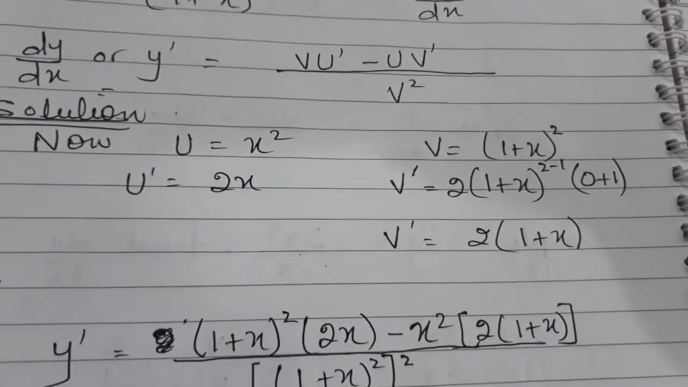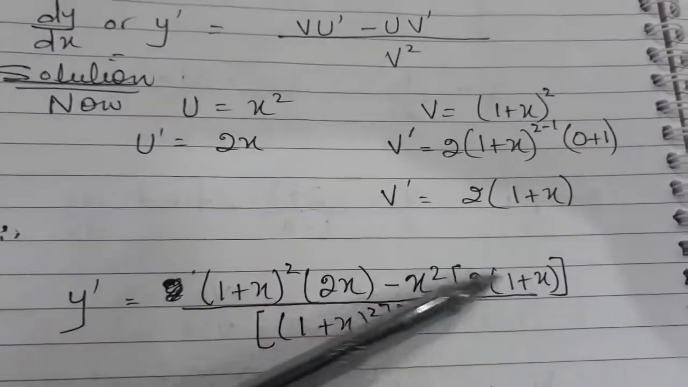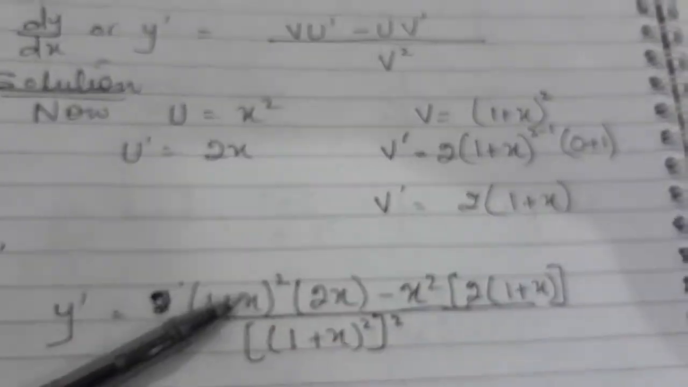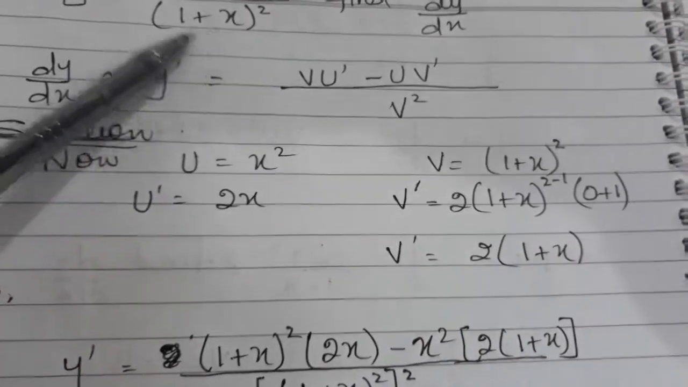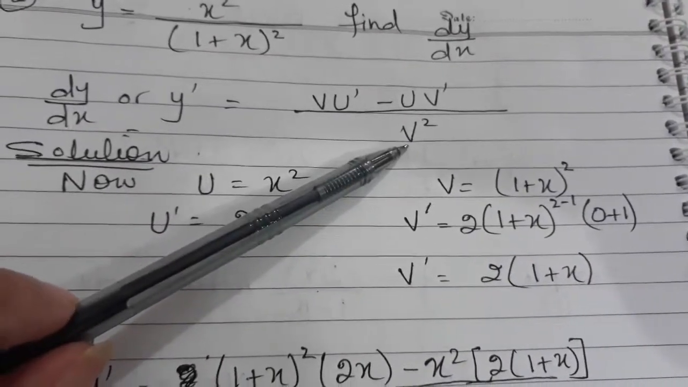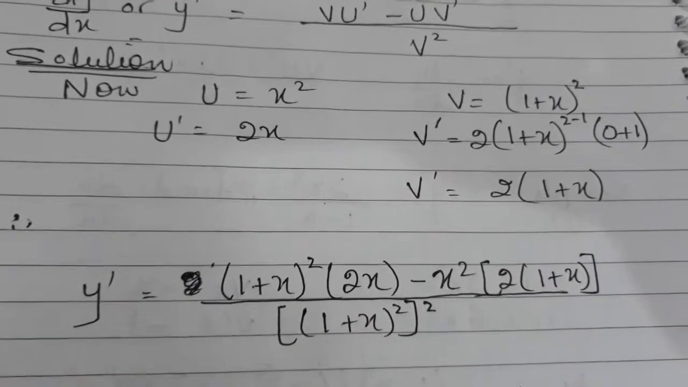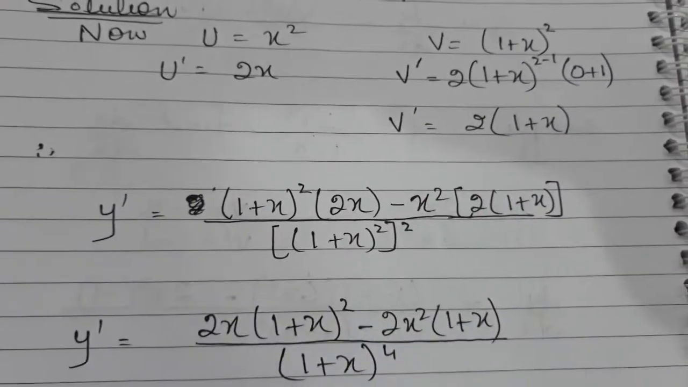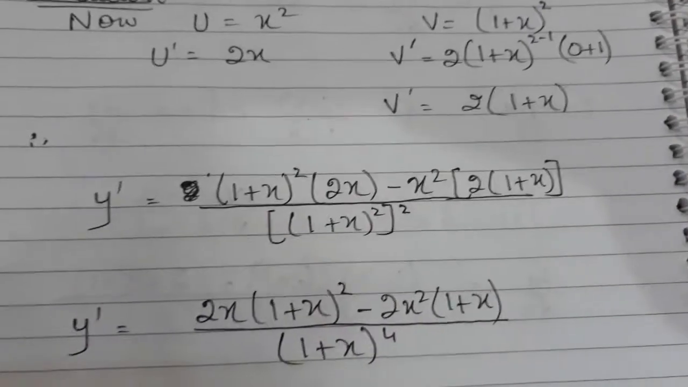Now I'm substituting the values here in the formula, and then I will simply expand it. Now you see, what was my v? (1 plus x) whole squared. So when I'm writing here in v squared, this will become power 4. Can you notice? When I'm writing here x squared, it will become power 4. And in the numerator, I'm simply expanding it.